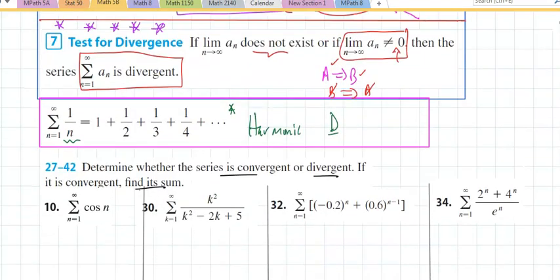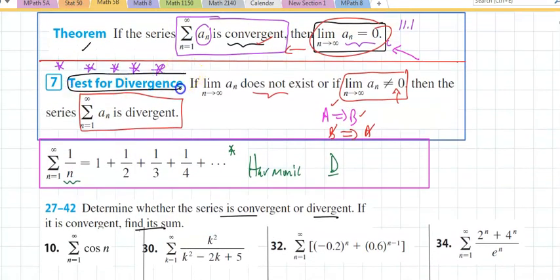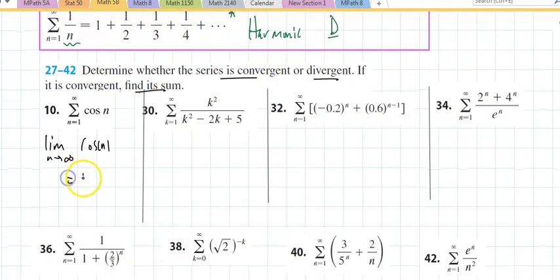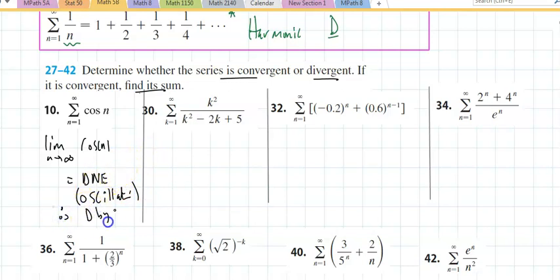So what am I going to do? I'm going to really check test for divergence. And where do I check that? On every problem in this chapter. Every problem. I take the limit as n approaches infinity of cosine of n, and what that takes you back to is L'Hopital. This does not exist because of oscillation. And since it's not zero, it diverges by test for divergence.